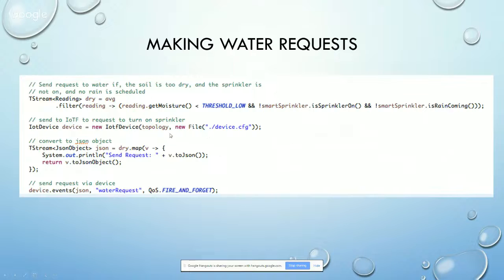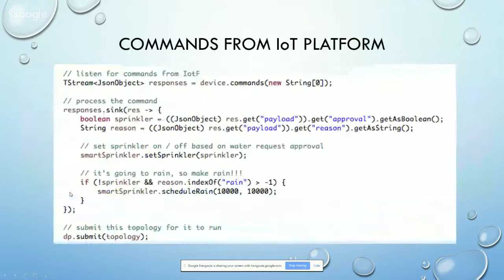And because we need to talk to the IoT platform, it is required that we send in our request as a JSON object. So before we make the request, we convert the reading into a JSON object, and then we call this events method from the device to send the water request to the backend. And that's basically the end of that topology flow.